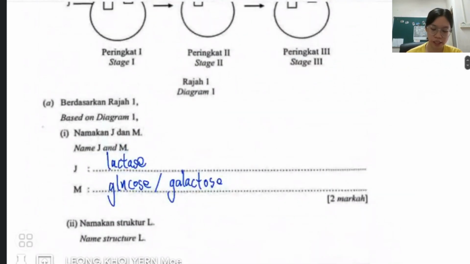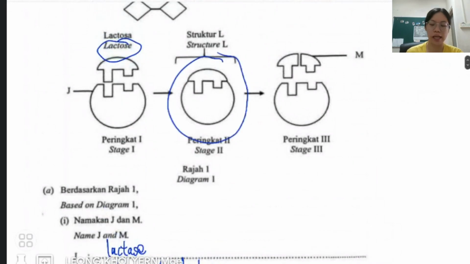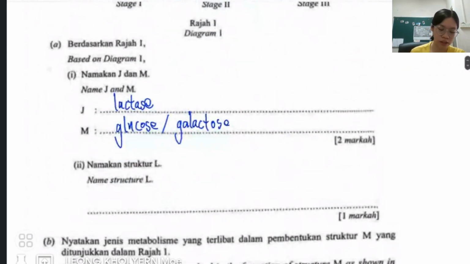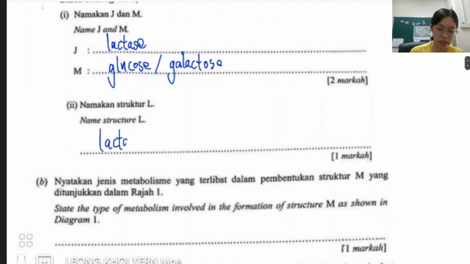So what is structure L? Structure L is actually an enzyme substrate complex. But can you actually write enzyme substrate complex? For this situation, no, because it's very specific that this one is lactose, this one is lactase. So when you want to write enzyme substrate complex specifically, it is a lactase-lactose complex.